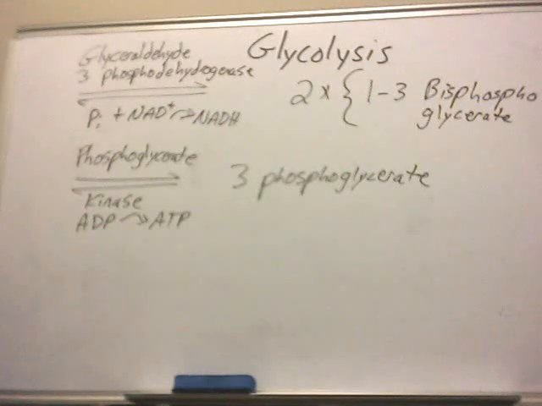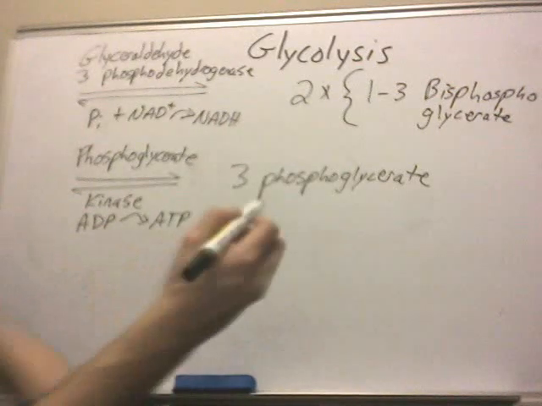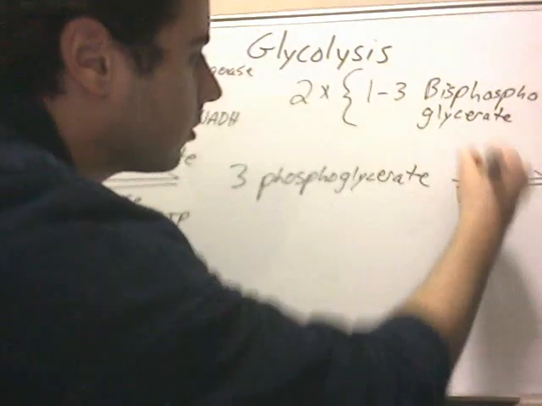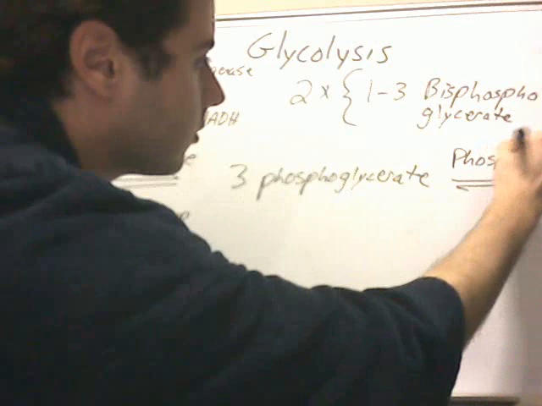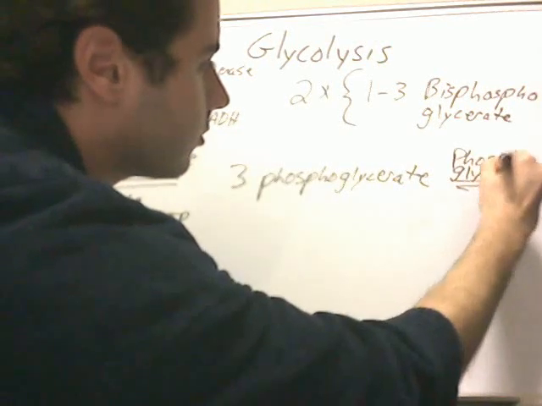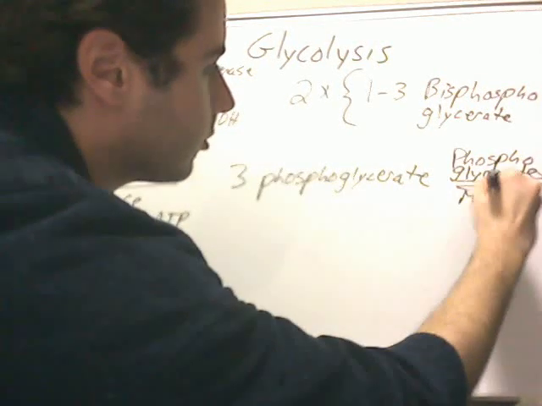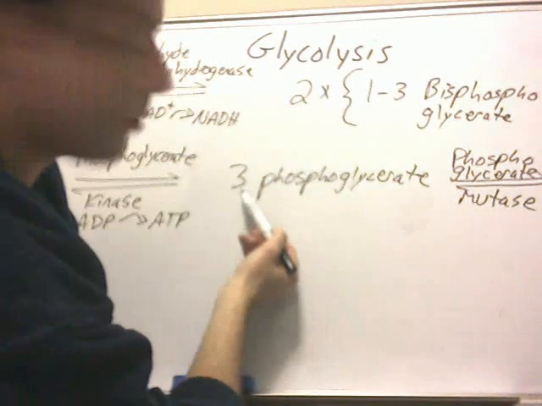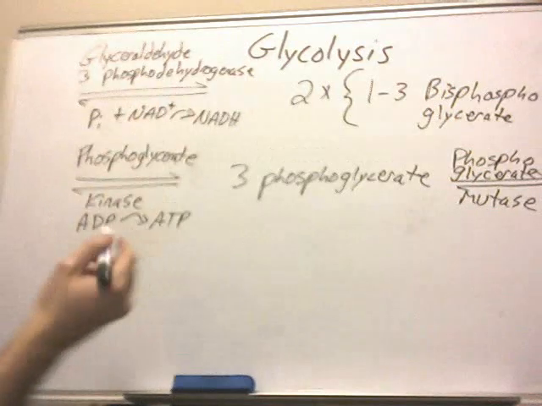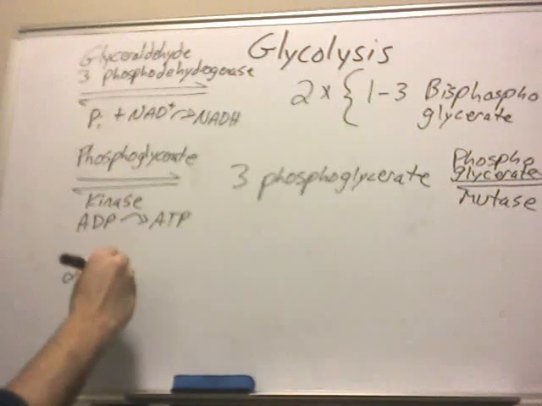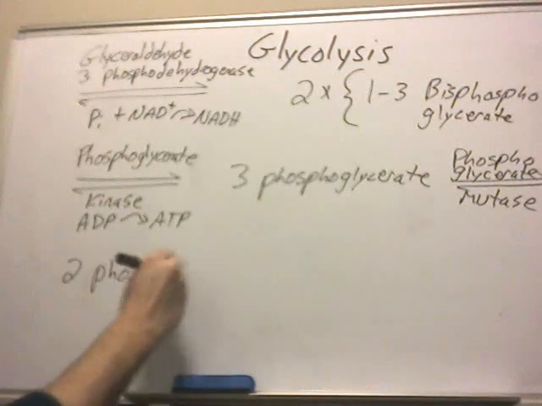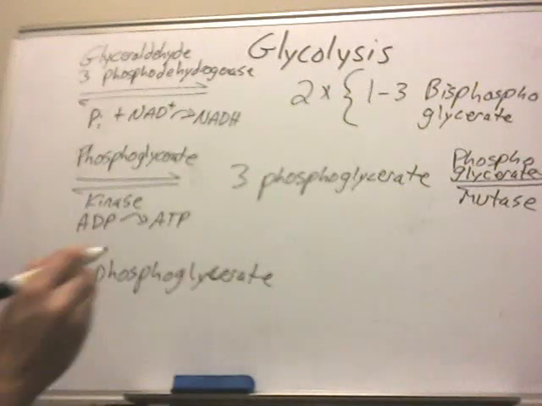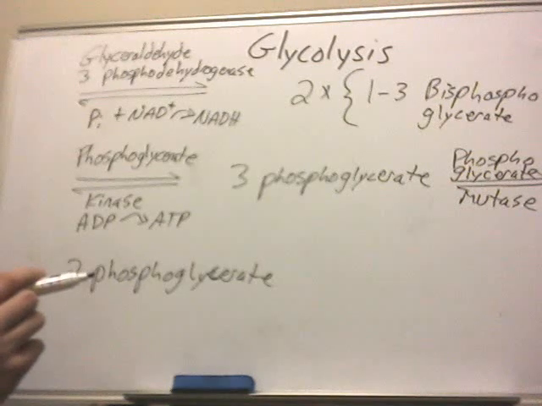So 3-phosphoglycerate is going to, with the help of the enzyme phosphoglycerate mutase, actually change the phosphate group from carbon 3 to carbon 2. So what do we have? 2-phosphoglycerate. I apologize if my handwriting is not that great.